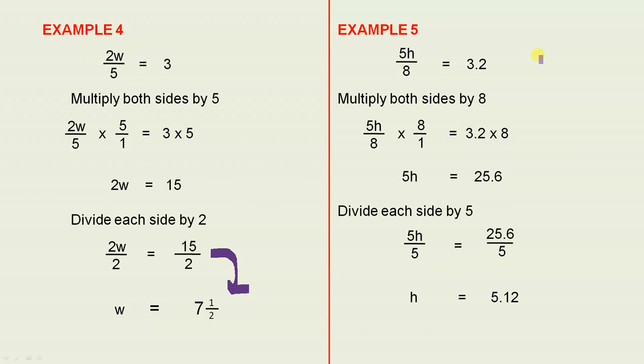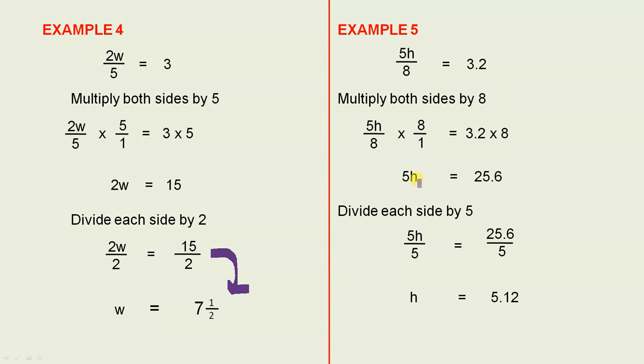Example 5, 5h over 8 equals 3.2. The inverse operation of division is multiplication, so multiply both sides by 8. That gives us that line. When the 8's cancel, we get 5h. Multiply those two together to get 25.6.